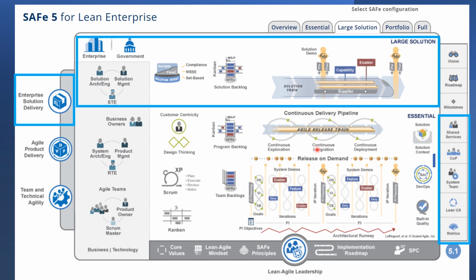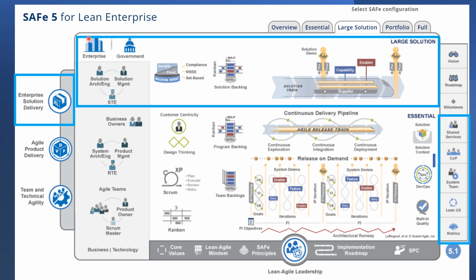If you look at the Large Solution configuration, in addition to Essential SAFe, you might need the enterprise solution delivery aspect. In Essential SAFe, you had technical and team agility and agile product delivery. In a Large Solution, you definitely need to have an enterprise solution delivery team. It's very important. Apart from that, you need shared services, a community of practice, a system team, Lean UX in place, and metrics as well to track, measure and grow. These are the additional aspects you need in Large Solution.